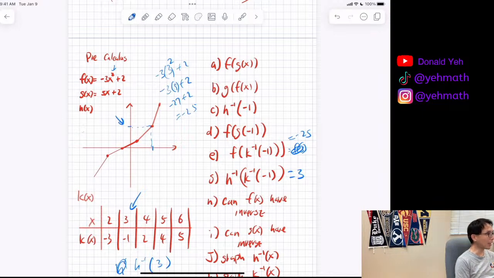If you cut a graph in half, if you put a certain restriction, let's say x is greater than 0, then you can have an inverse. But as of right now, you cannot have an inverse for -3x squared plus 2 because it fails the horizontal line test. Very good. Whoever said that is a genius. Okay, next question.